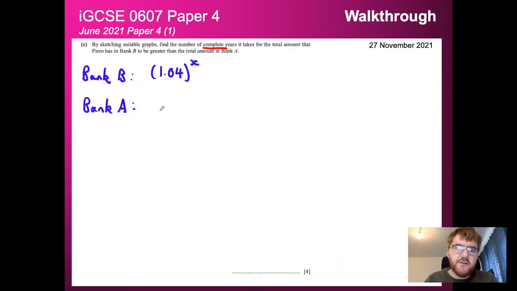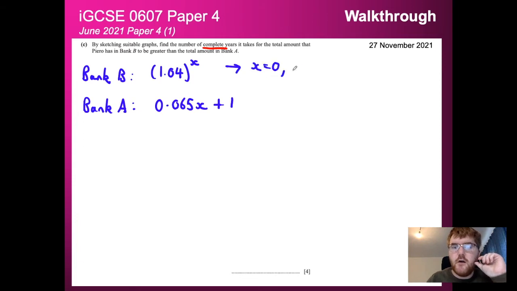So we're going to focus on the 0.065 times by x, the number of years. Now we want both models to start at the same point, so I'm going to add a 1 on here, because notice when x is equal to 0, so let me just show this process. When x is equal to 0, well 1.4 to the power of 0 is equal to 1. When x is 0 here, then the model is equal to 1.